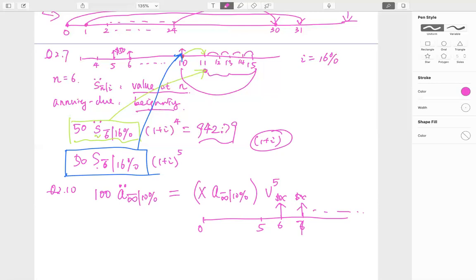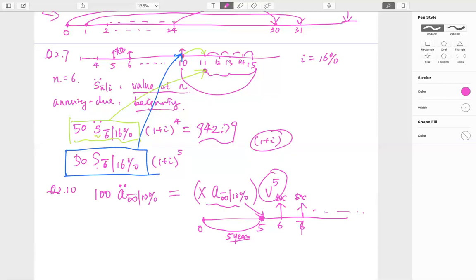Because we treat this as a perpetuity immediate, when we calculate this, it's the value at time 5, because that is the beginning of this perpetuity immediate, right? And now we want everything to be discounted back at time 0. So I need to go back for 5 years, and that is reflected in this discounting factor, 1.1 raised to the power of negative 5. So that's the discount factor for 5 years.